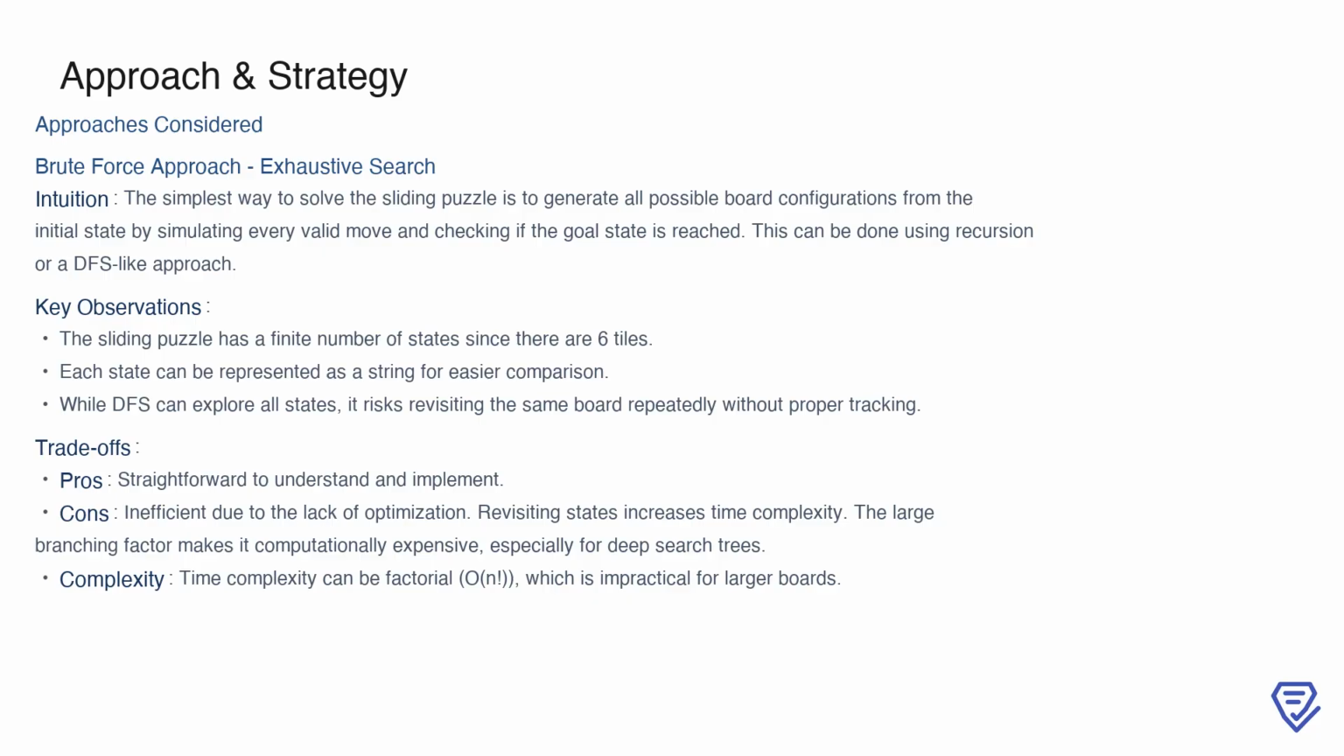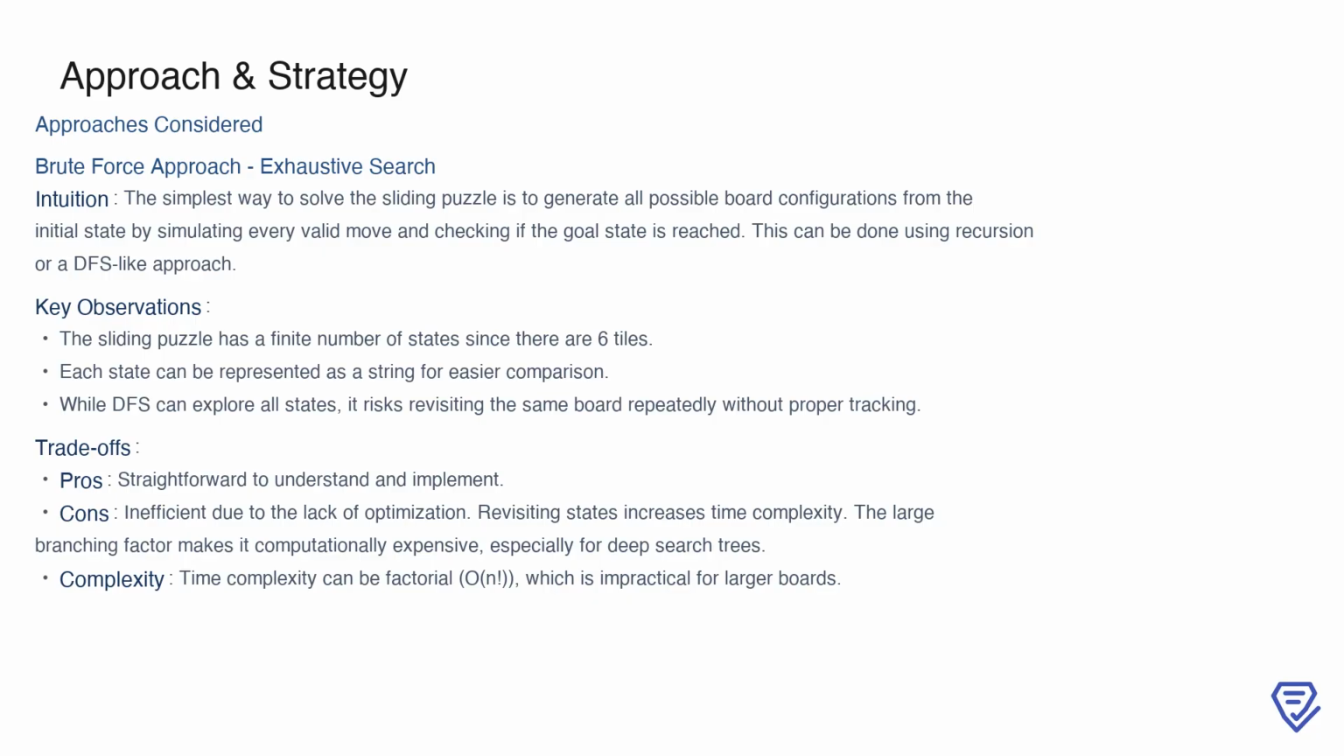To tackle the sliding puzzle problem, the most straightforward idea is a brute force approach using exhaustive search. Here, we simulate every possible valid move from the initial board configuration and check if the goal state is reached. This can be implemented using recursion or a depth-first search approach. Since the puzzle involves only 6 tiles, the number of possible states is finite, and each state can be represented as a string for easy comparison.